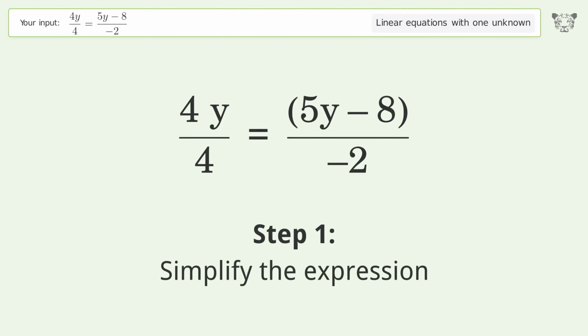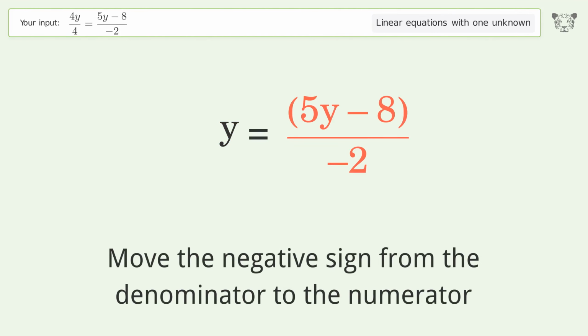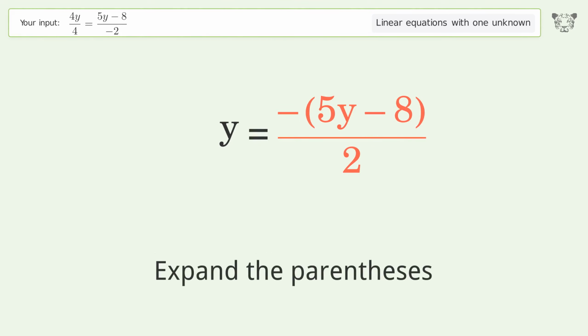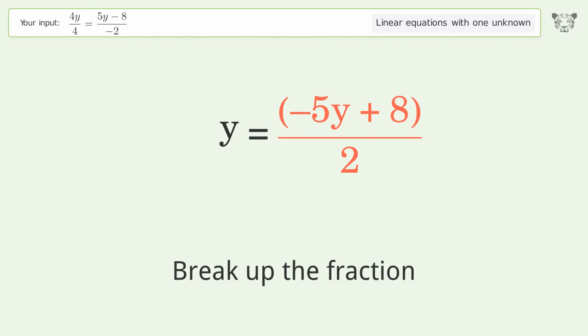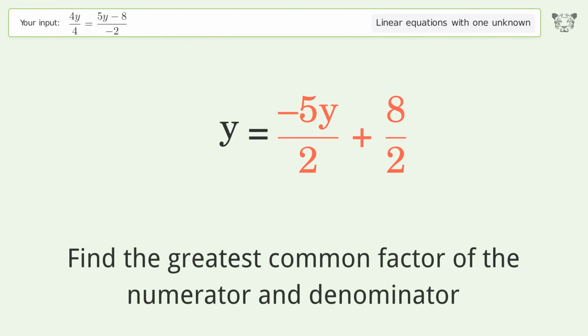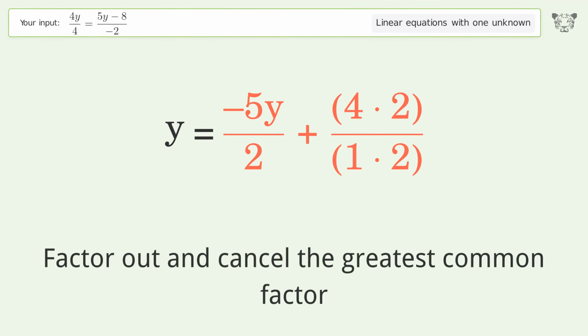Simplify the expression. Combine like terms. Move the negative sign from the denominator to the numerator. Expand the parentheses. Break up the fraction. Find the greatest common factor of the numerator and denominator. Factor out and cancel the greatest common factor.